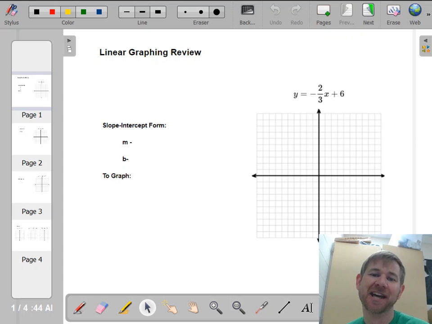Hello, ladies and gentlemen. We're going to do some linear graphing review. This is all stuff that you have covered extensively in middle school and then again in this class, so it should be very familiar. We're going to go through all the forms of a line that we have worked with.